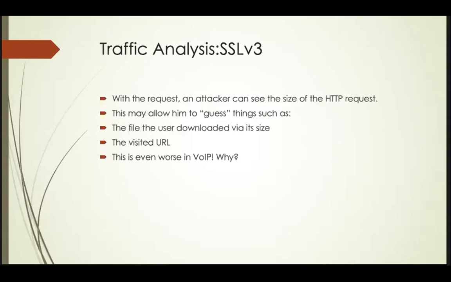Okay, so there is also another interesting thing here. There is something called traffic analysis, which is an attack that can happen or happened earlier with SSL version 3, which was also one of the major issues in this protocol itself. Now, with all requests, an attacker can see the size of the HTTP request that's going on. Now, this may allow him to guess things such as the file the user downloaded by its size, obviously, if he has access to that file as well, and the visited URL, because it is something that is accessible as well. Now, this thing is even worse when it comes to voice over IP. Can anyone tell me why?